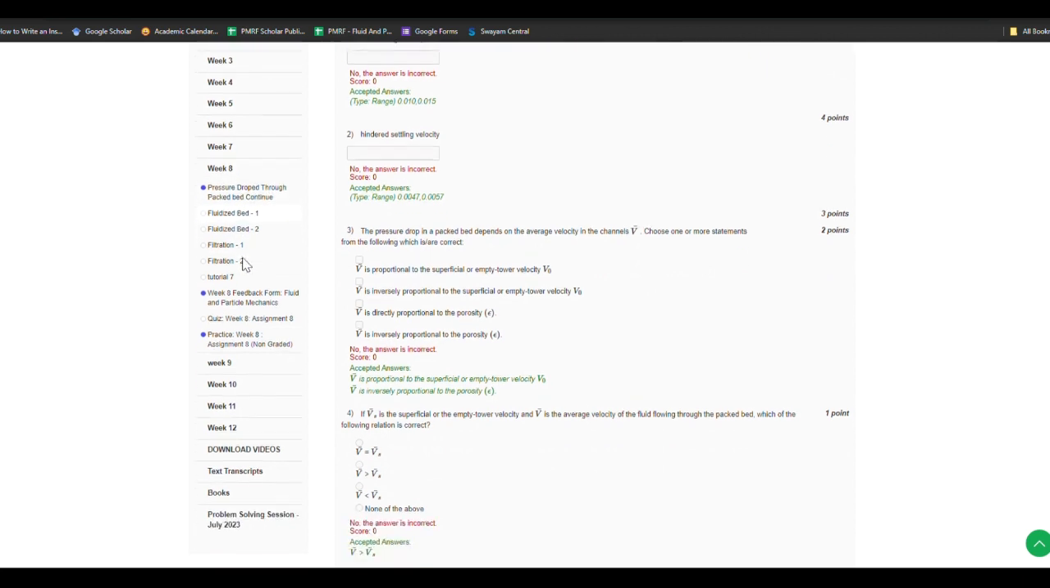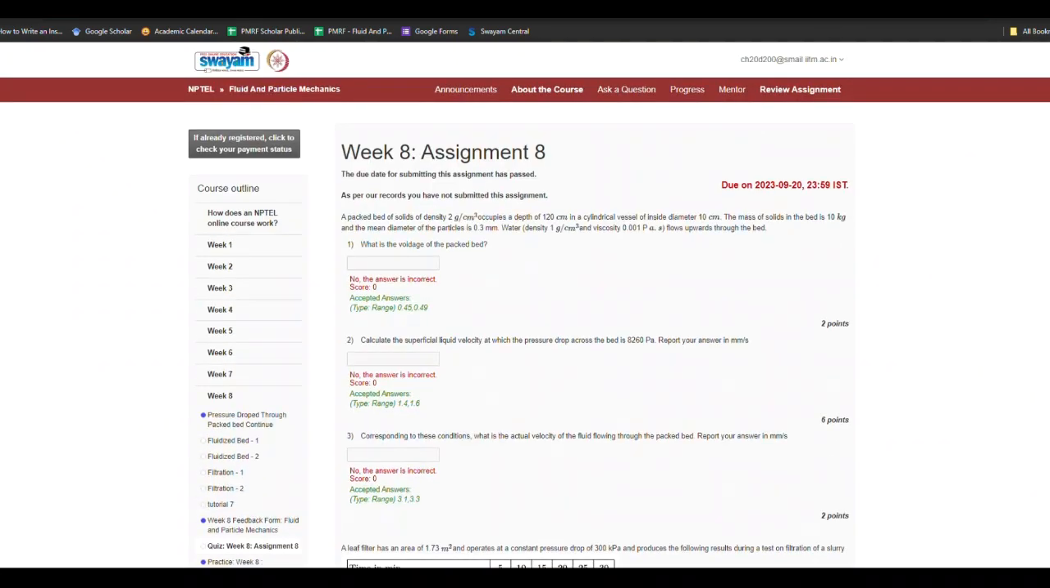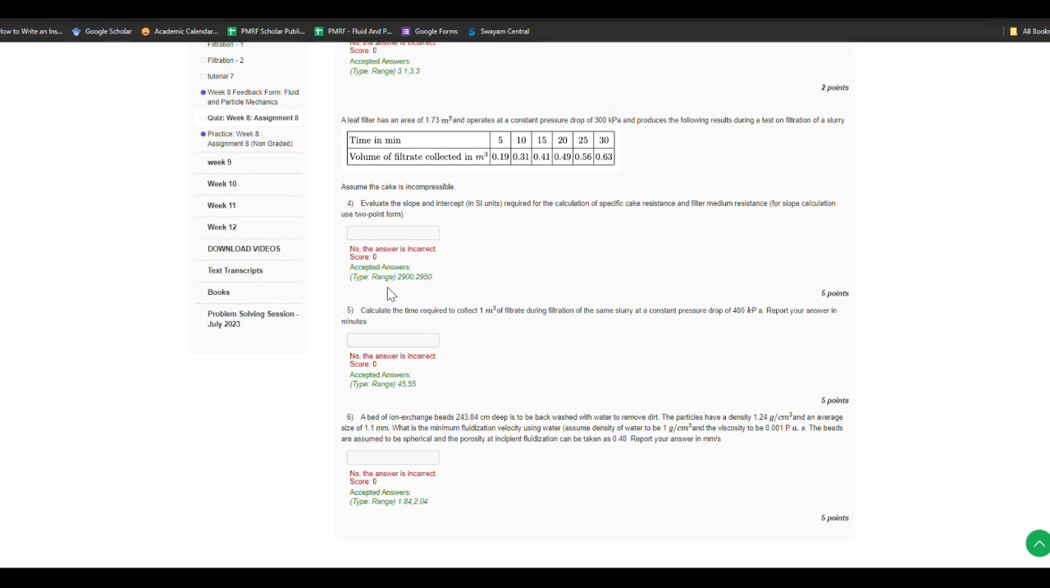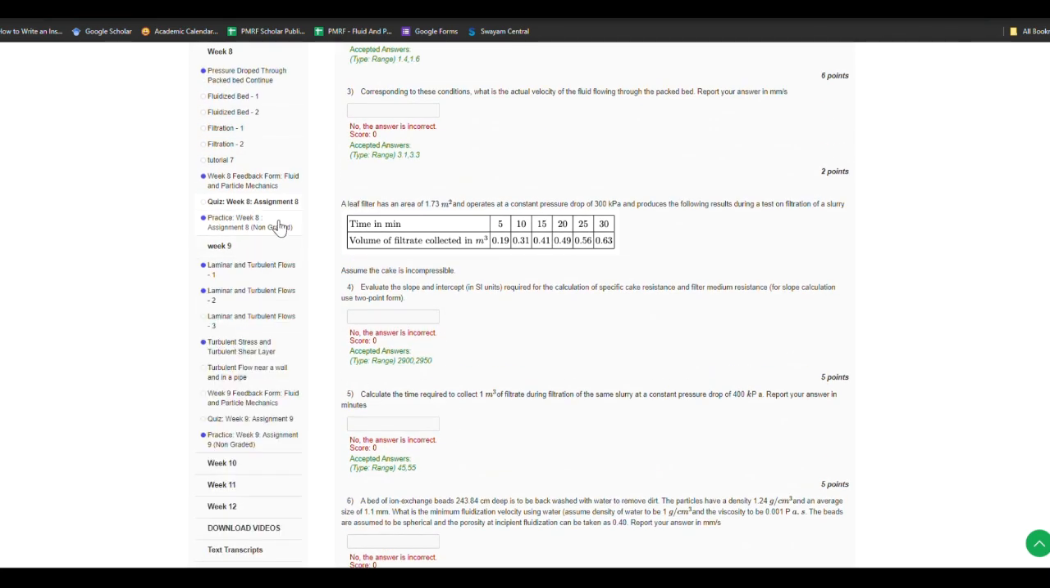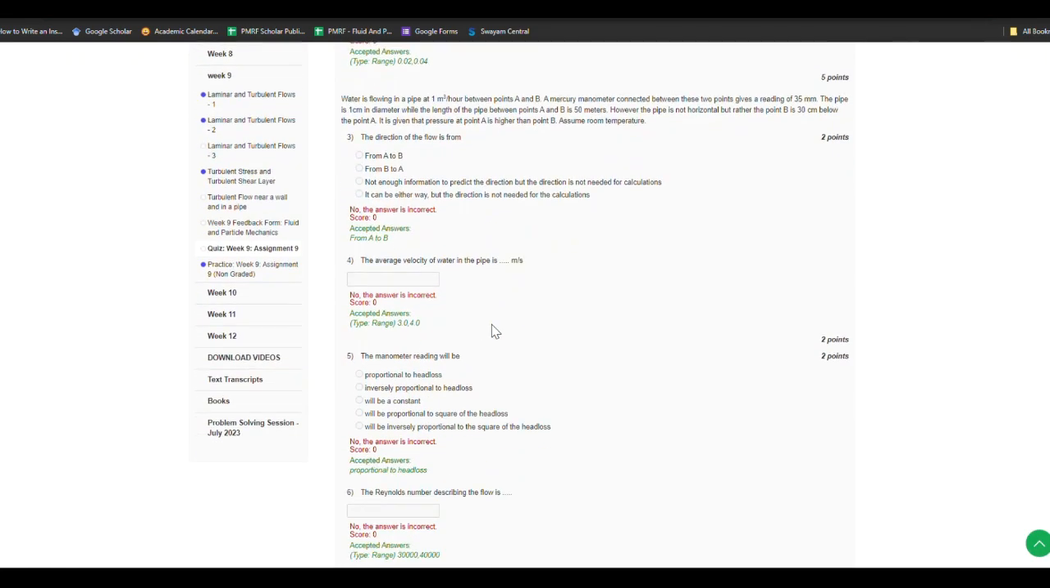In week 8, we continued the pressure drop through the packed bed, and we discussed the fluidized bed reactor and filtration, cake filtration, and constant pressure filtration and constant flow rate filtration are the two things we discussed here. And these were discussed in great detail as well. In week 9, we focused on laminar and turbulent flows, and we moved on and continued that discussion until here.